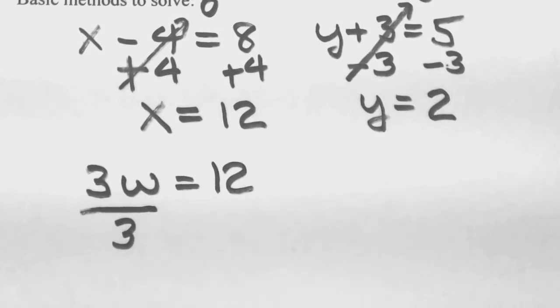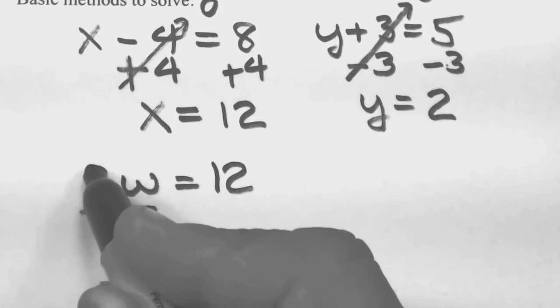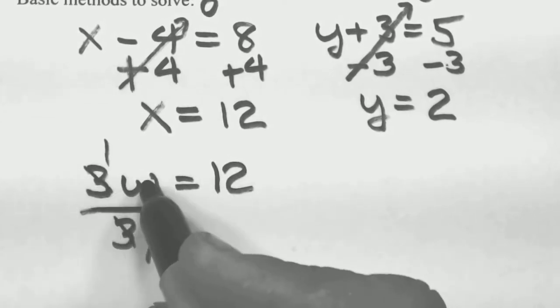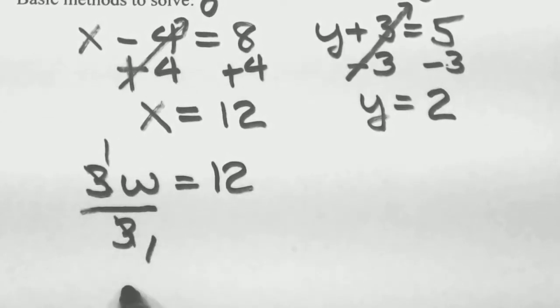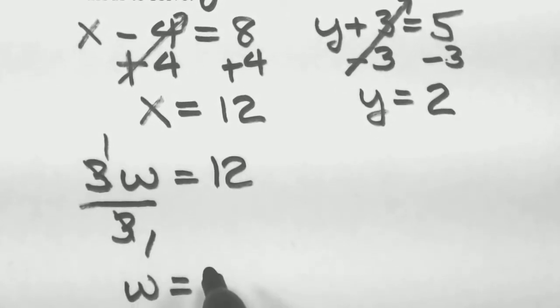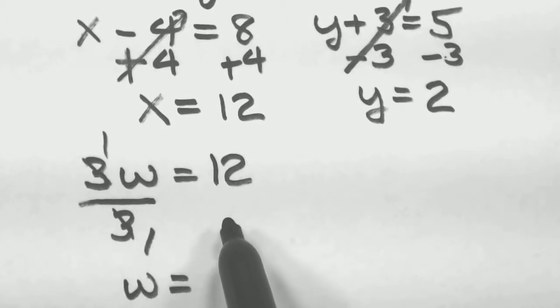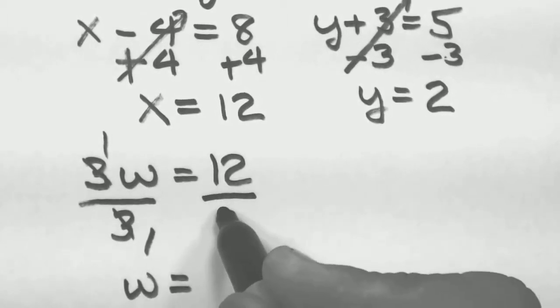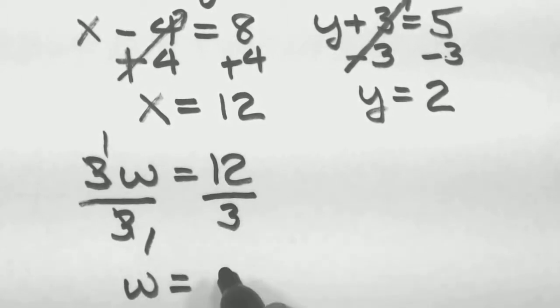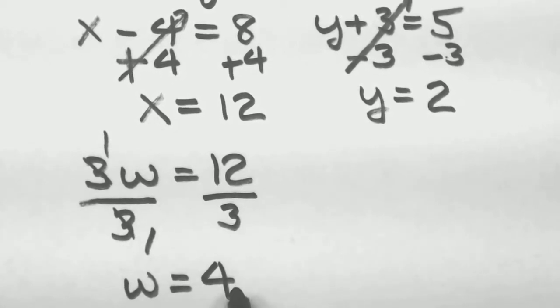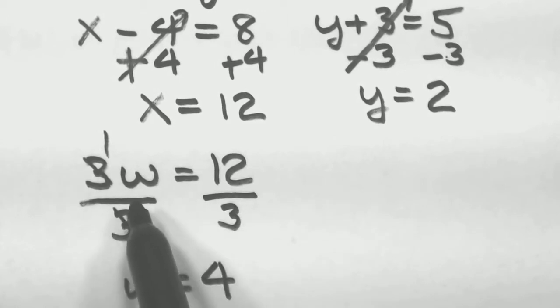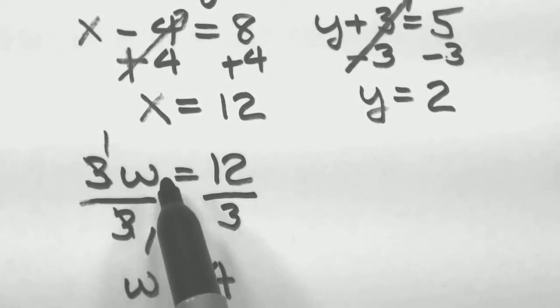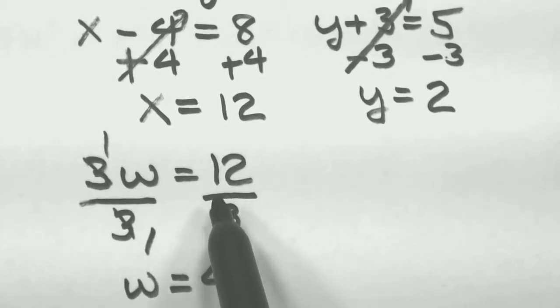So here we go, and if I divide my left side by 3, the 3's reduce out here, and I get 1w over 1, which is just equal to w. But of course, if I divide the left side here by 3, I've got to do the same thing to the right side. So divide it by 3. 12 divided by 3 is 4. So there's my answer, w equals 4. Well, again, you can see that that's correct. 3 times 4 would indeed equal 12.